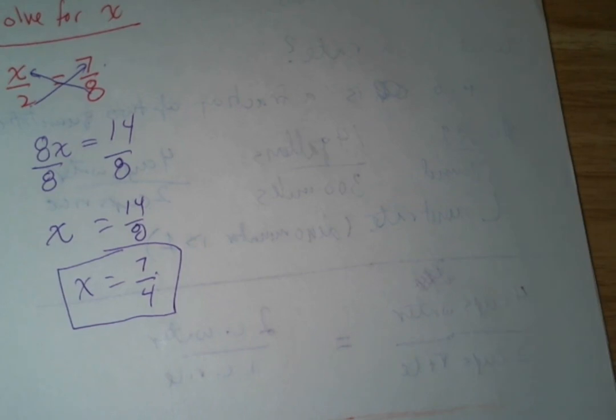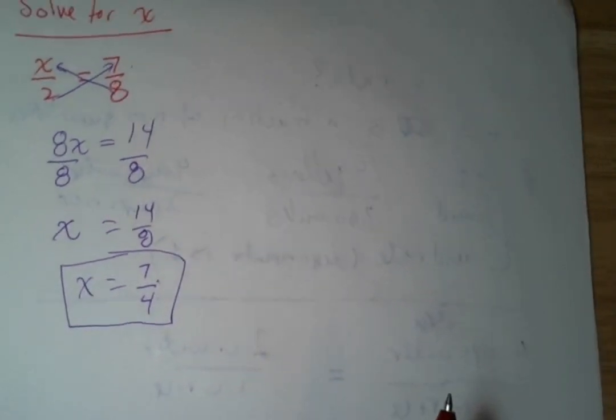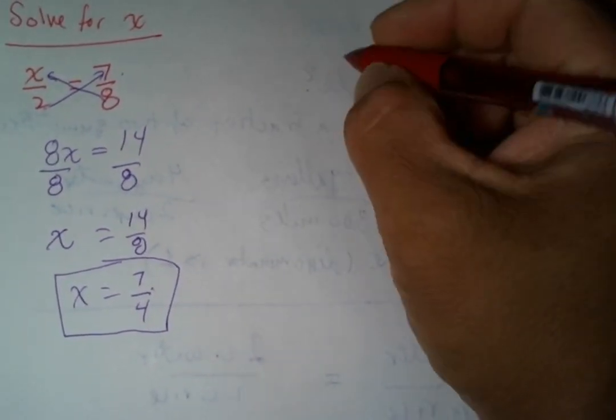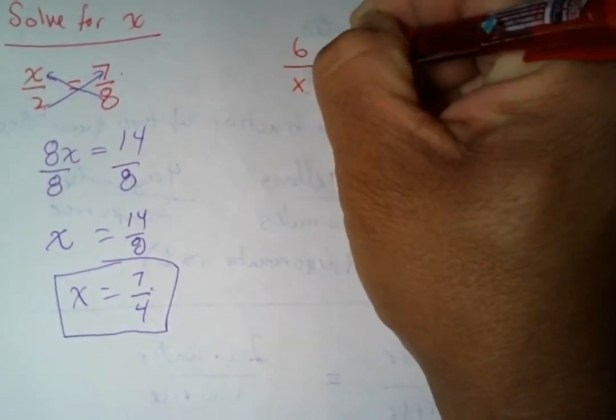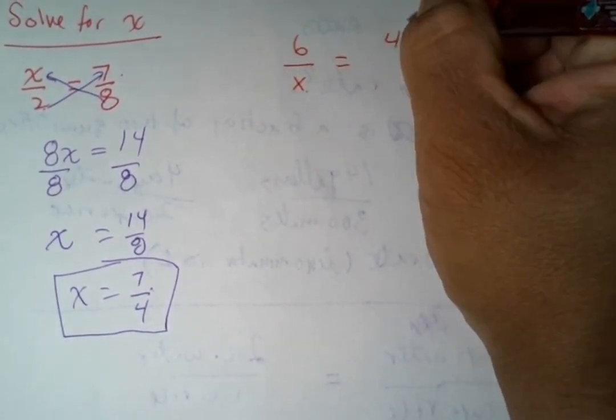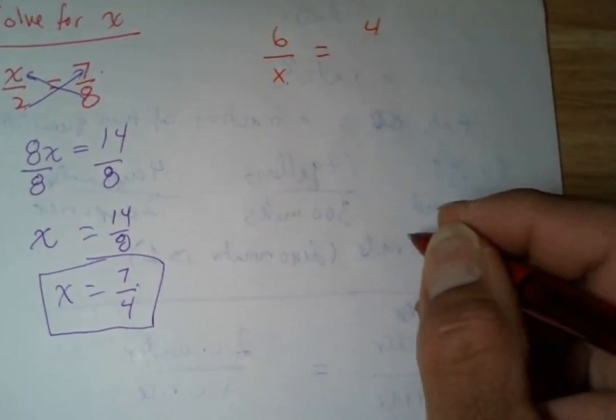All right, let's try one more problem here, where again, all we're doing is we're solving a basic proportion problem. Right, so here, let's say our proportion is 6 over x equals to 4 over 8.